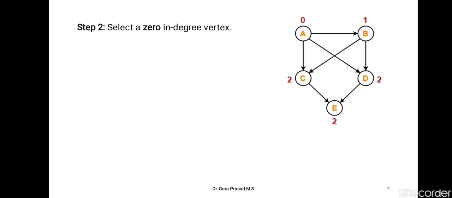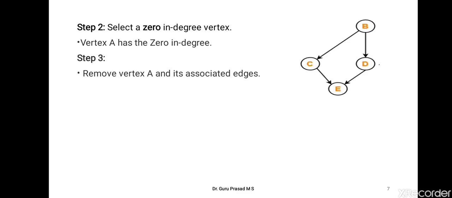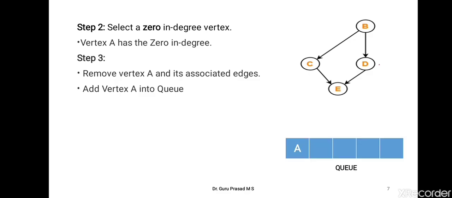Next, step 2. Select a 0 in degree vertex. Okay, in the given graph, there are 5 vertices. In that, the 0 in degree vertex is vertex A. Step 3. Remove vertex A and its associated edges. Okay, in that given graph, I am removing the vertex A and its associated edges. Okay, this is the graph after removing the vertex A and its edges. Add vertex A into queue. I am adding the vertex A into queue.